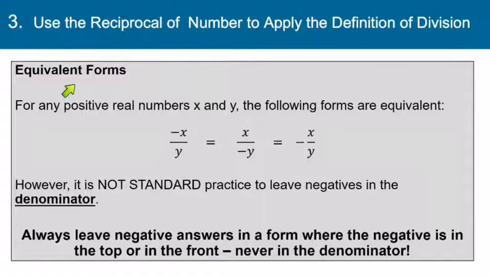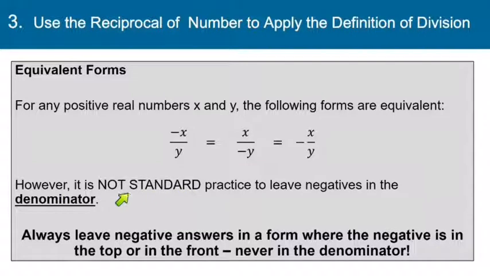Now let's talk a little bit about equivalent forms. For any two numbers x and y, if you have negative x divided by positive y, of course that result is negative. You know that when the signs are different, you get a negative answer. So that's the same as having positive x over negative y. As long as the signs are different, the quotient is negative. And that can also be written as a negative in front of the fraction. All 3 of these forms have the same value.